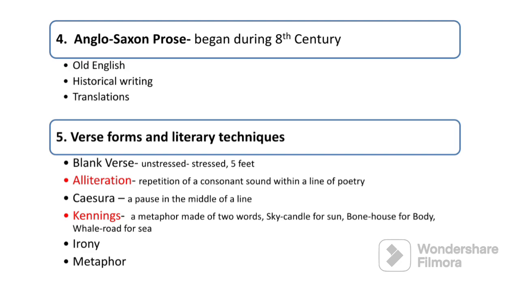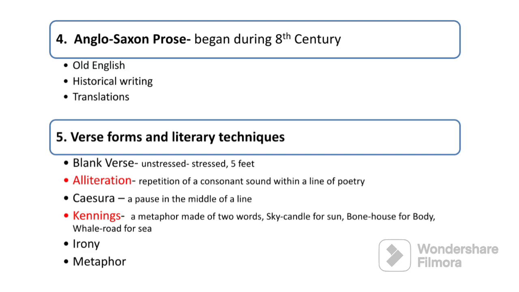Second was alliteration. Alliteration is a kind of figure of speech in which a particular sound gets repeated. So it is a repetition of a consonant sound within a line of poetry. It is like Anupras Alankar in Hindi. Third is Caesura. Caesura is a pause in the middle of a line. When you just stop suddenly in the middle of a line and you start it again, that pause in the middle of a line is called Caesura.